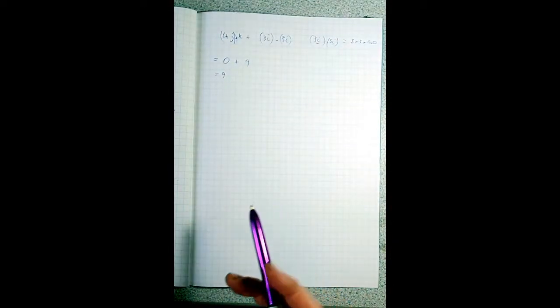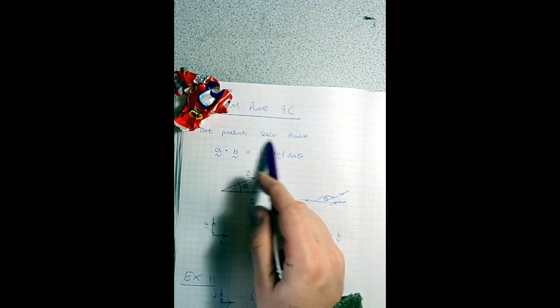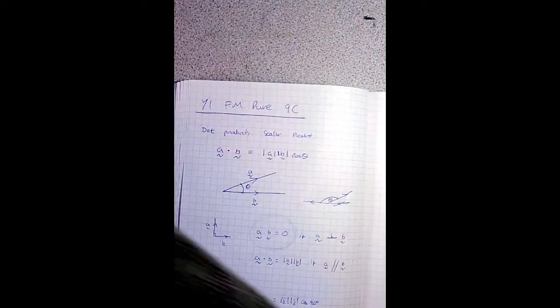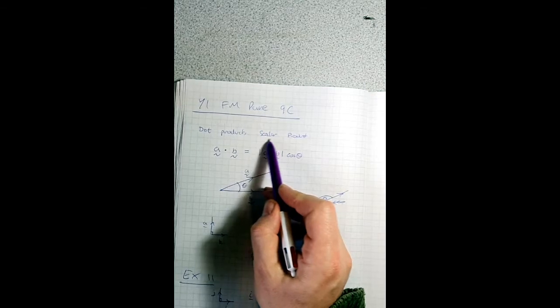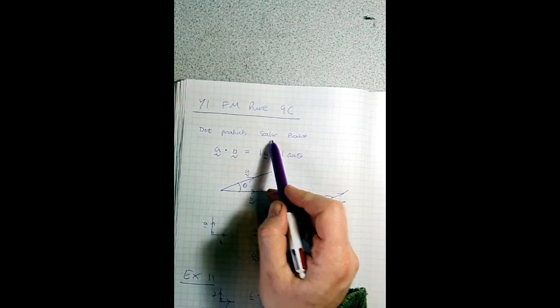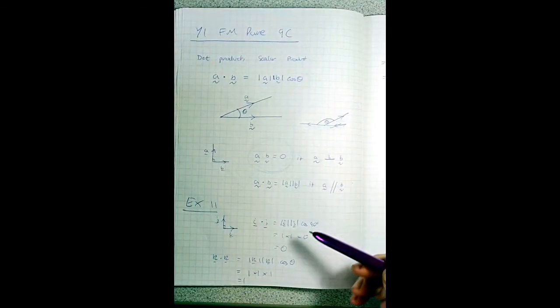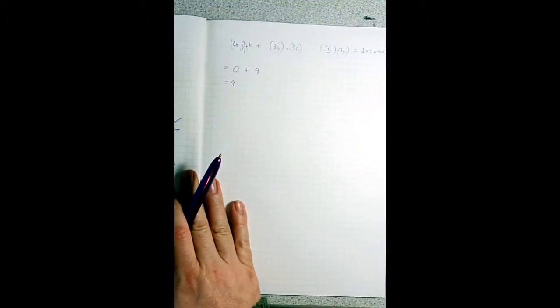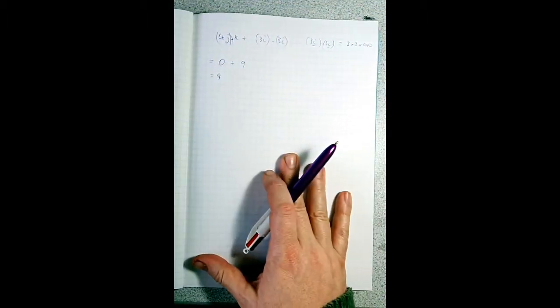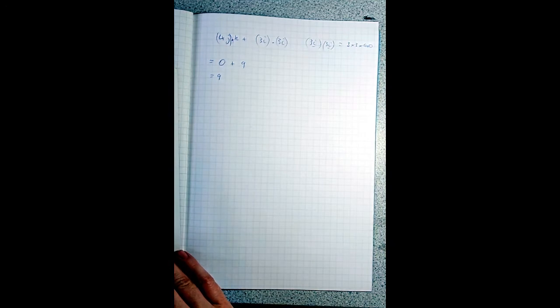The reason it's called a scalar product is because the answer I get is a scalar. It's a number. Dot product, scalar product, same thing.